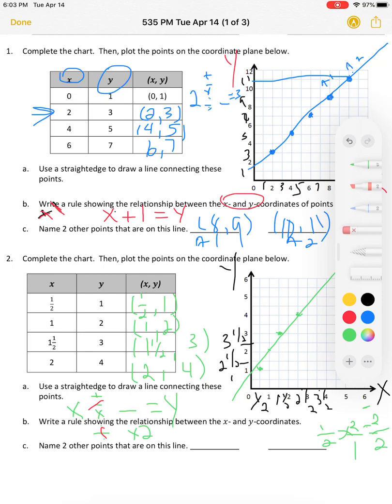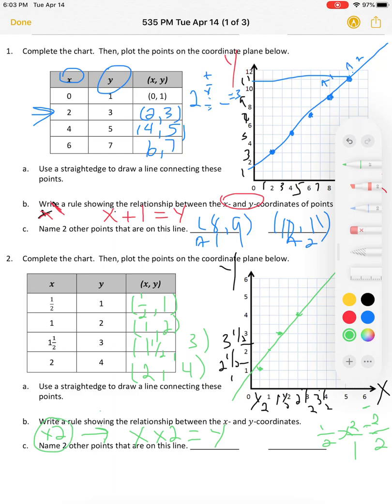Let me get an eraser to give us some room. So our rule is times 2. And I'll put that here. Now we have to write an equation for that particular rule. Okay? Here's our equation. When x, you take x, you multiply by 2 to equal y, right? And that's exactly what we did.